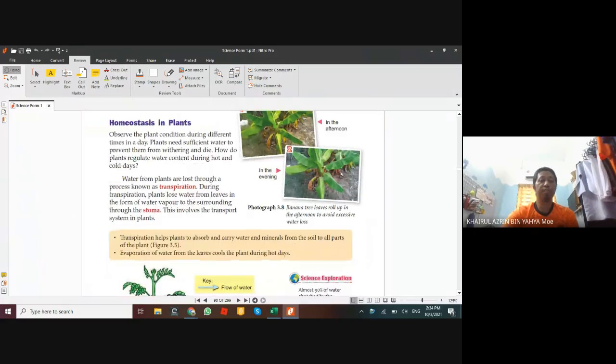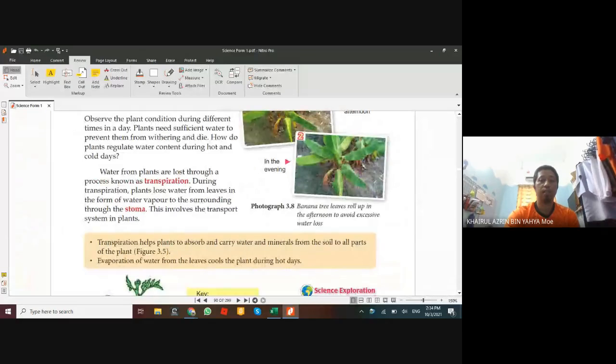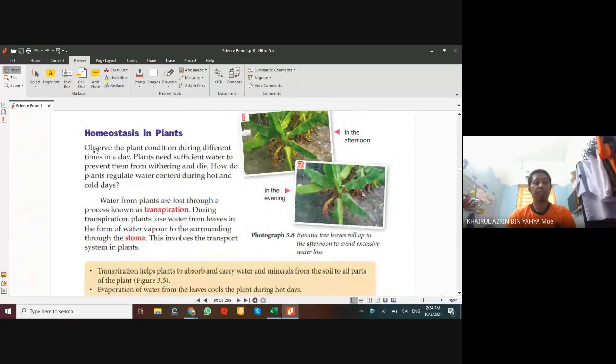Homeostasis in plants. I'll make it bigger. Okay, so observe the plant condition during different times in a day. Plants need sufficient water to prevent them from withering, layu, and dying. How do plants regulate water content during hot and cold days? Water from plants is lost through a process known as transpiration. During transpiration, plants lose water from leaves in the form of water vapor to the surrounding through the stoma.